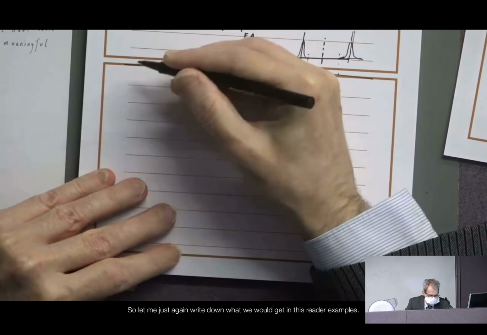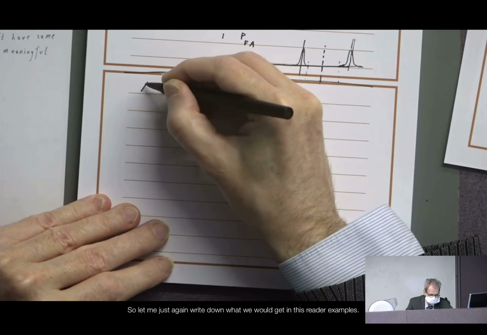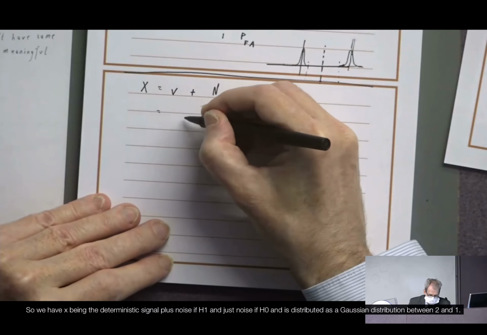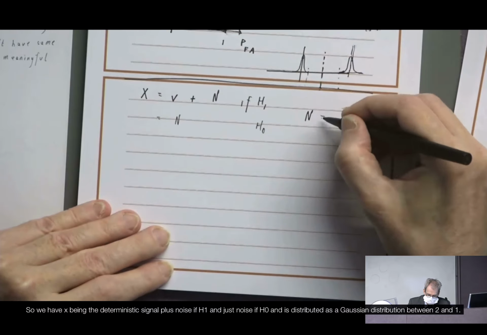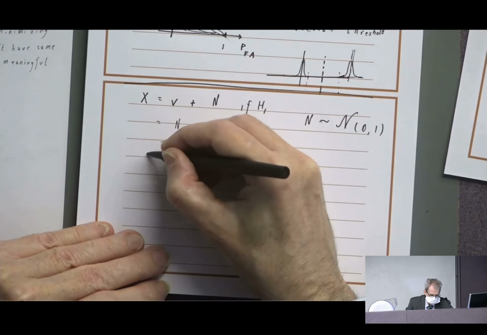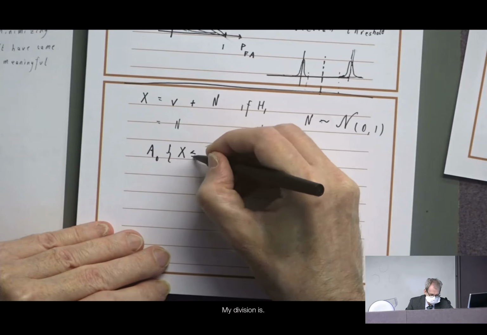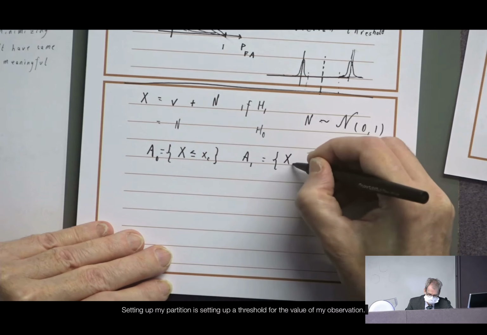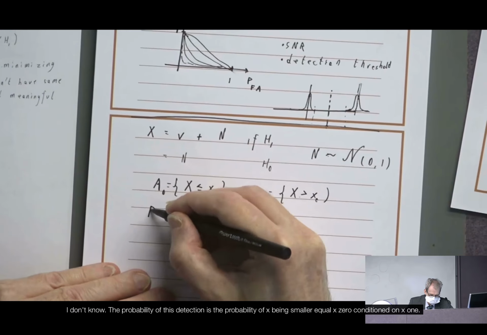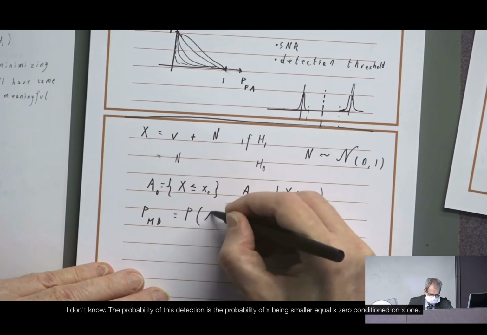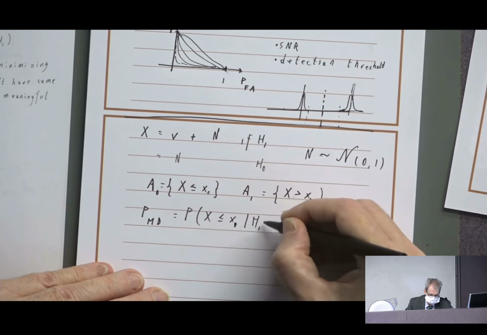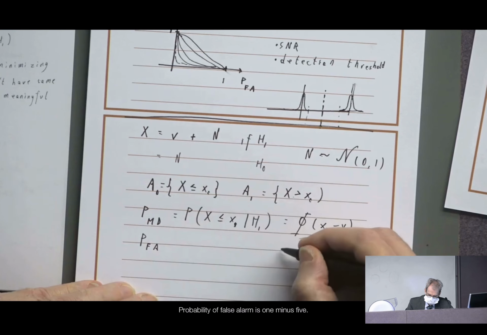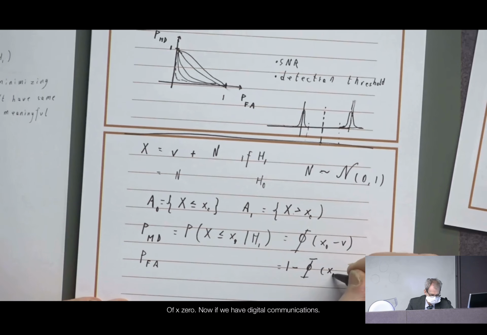So let me write down again what we would get in this radar example. We have x being v, the deterministic signal, plus noise if H1, and just noise if H0. N is distributed as a Gaussian with mean 0 and variance 1. My decision, my partition, sets a threshold x0 for the value of my observation. Now the probability of misdetection is the probability of x being smaller or equal to x0 conditioned on H1, and this is Phi of x0 minus v. The probability of false alarm is 1 minus Phi of x0.